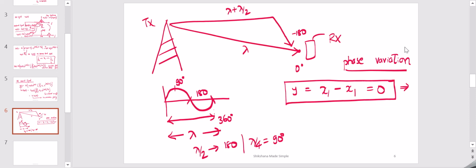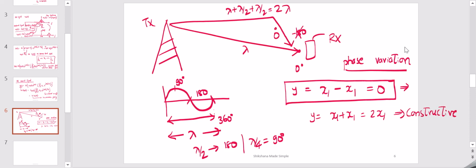Now let's say this has traveled another lambda by 2, which is actually 2 lambda, in which case rather than 180 degrees, this will also reach at 0-degree phase shift. So y will be x1 plus x1, which is equal to 2x1, and this will be a constructive interference, right? So this is destructive.